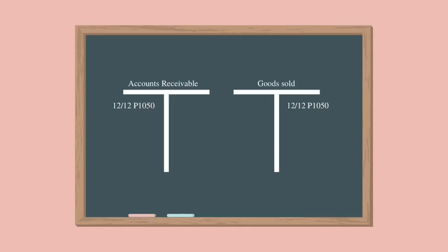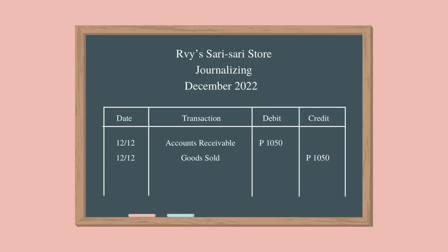We need to write the date and the given amount in the transaction. Second entry is goods sold, and we also need to write the date and the peso sign and the given amount in the transaction. Goods sold is credit because RV is the seller. Same goes to journalizing. Our first entry is accounts receivable and debit entry, and second entry is goods sold and our credit entry. We also need to write the date and the peso sign and the amount given in the transaction.